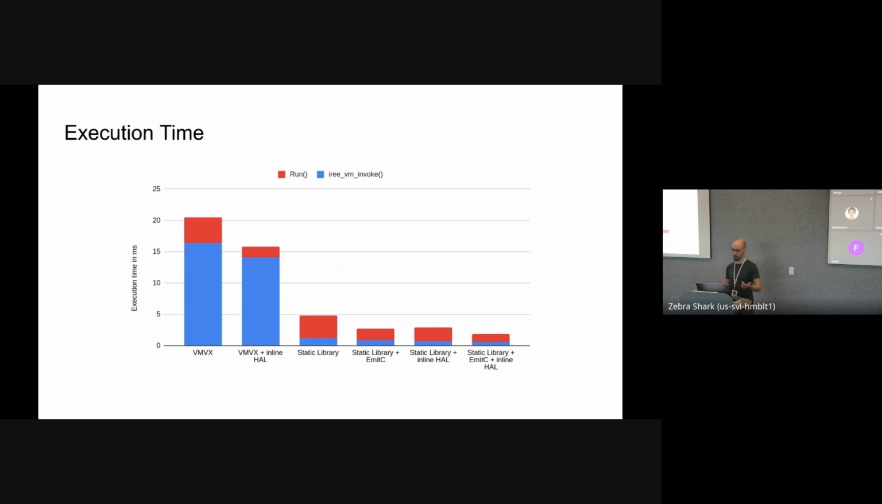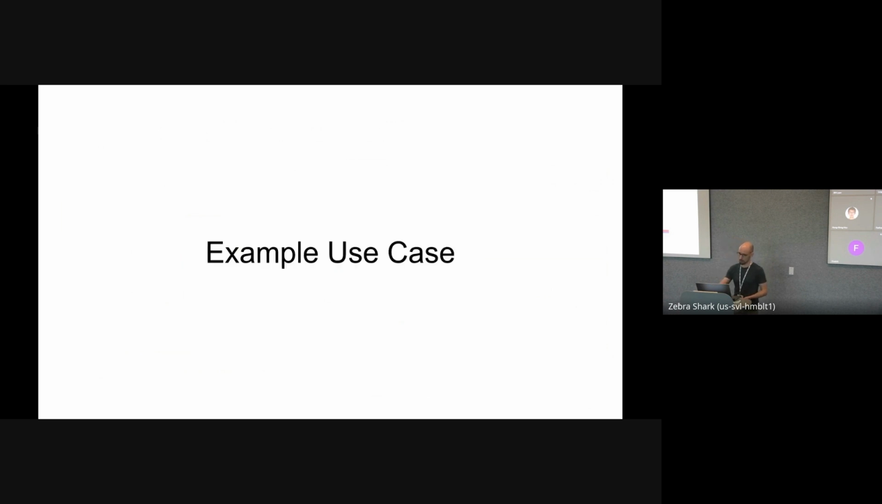And it gets even better if you switch to the static library. And here we really see the effect of getting rid of the VM bytecode interpreter. So using EmitC really gets you a faster program. And combining this with the inline HAL, using the static library with the inline HAL has a similar effect. And here again, combining both options and using those with the static library gets you the fastest executable right now.